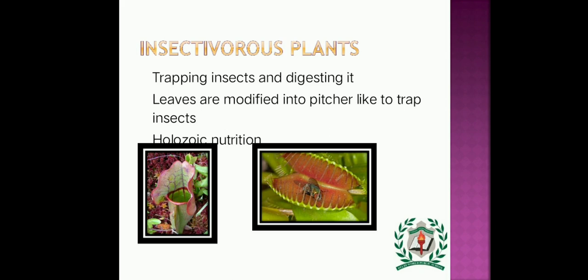So insectivorous plants are also known as carnivorous plants. They feed by trapping and digesting insects. They have the holozoic mode of nutrition. Holozoic mode of nutrition is nothing but ingesting the food. The pitcher of the plant is modified, the tip of the leaf is modified into a lid, the insect is trapped, and the special juice, like enzyme present in the juice, digests them. This is about the insectivorous plants.